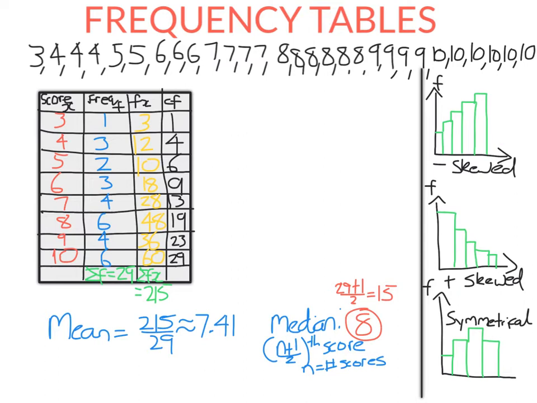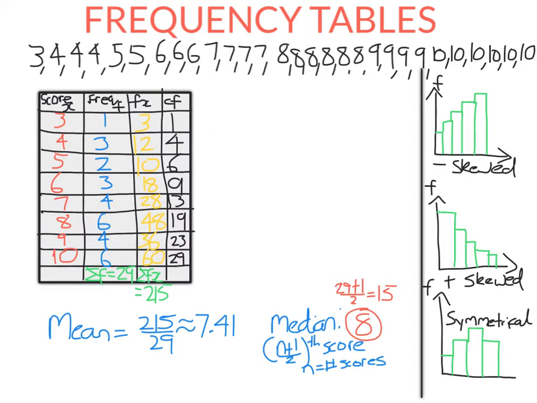So be careful with negative and positive skew. It sort of goes in the opposite way you'd expect. You'd expect negatively skewed would have more lower scores, but it's the opposite. Negatively skewed means more higher scores, more scores closer to the maximum.